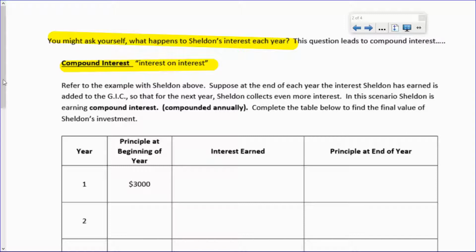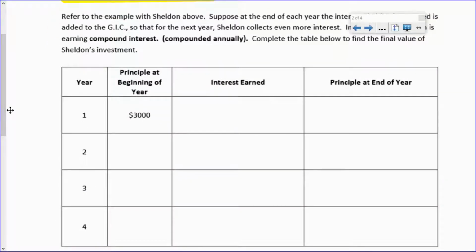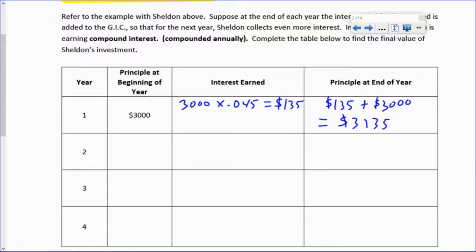Let's look at what happens to his money in this case, and we'll use a table to start. So at the beginning of year one, he has $3,000, and during that year, he earns 3,000 times 0.045, which is $135 in interest. If we then take that $135 and we add it to the 3,000, we could say that he has $3,135, and that is now his new principal for the beginning of year two.